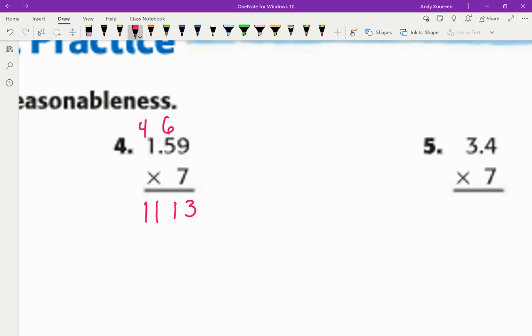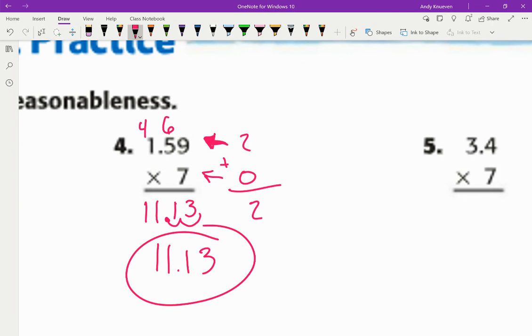Well, I need to move my decimal point, right? So that's the biggest mistake students make, is they forget to move the decimal point here. So I have two numbers to the right of the decimal in the top number. I have 0 numbers to the right of the decimal in the bottom number. So when I add those, I have 2. So I go 1 and 2 over. So we get 11.13 as our answer.